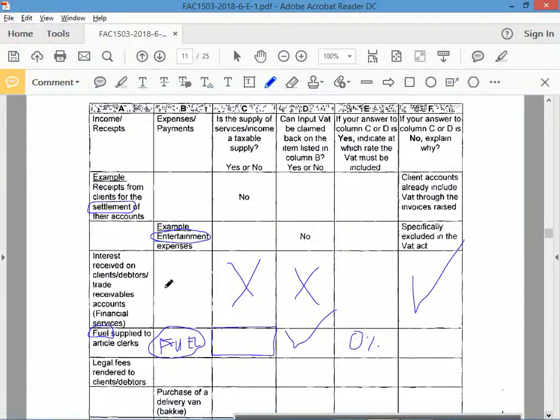But it's possible that maybe they thought this was a different business, not a law-specific business, and that's why they've put it as income. But those two columns would be correct, 0%.